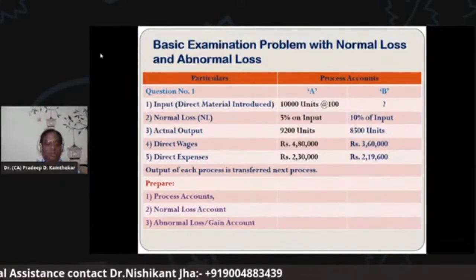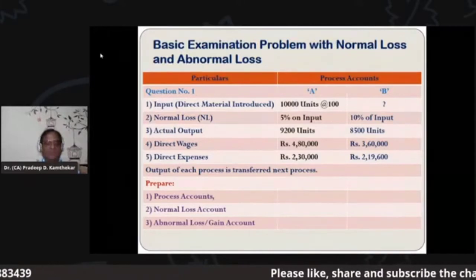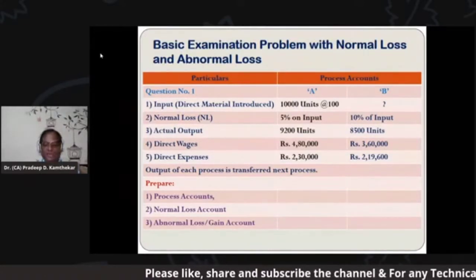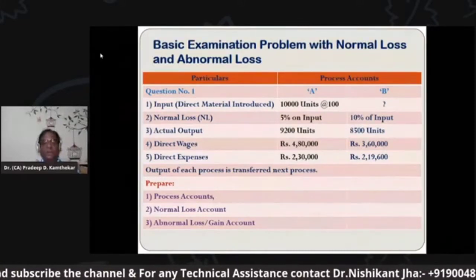We are told that output of process A is transferred to process B, and like that, prepare process accounts, normal loss account, abnormal gain account, and abnormal loss account. Let us see. Now working.